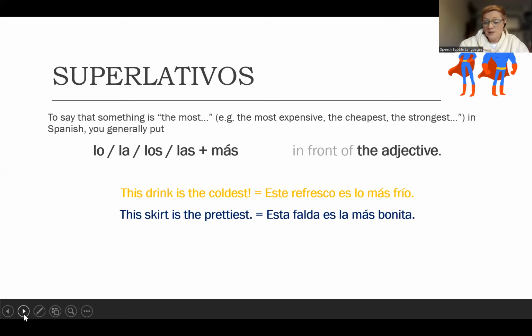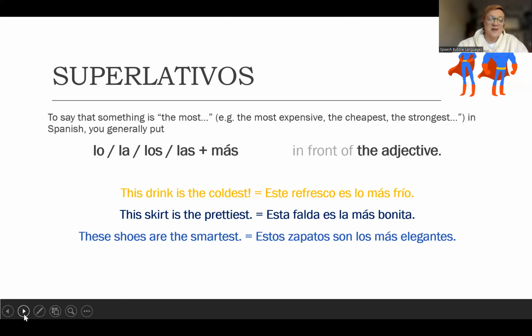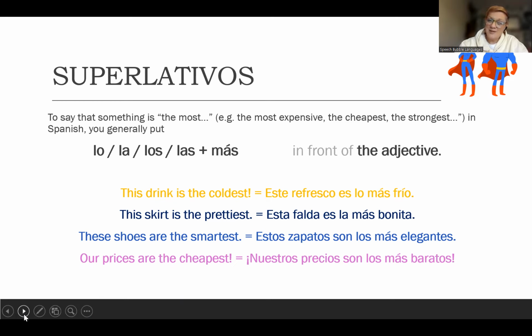You'll see those lovely adjective agreements and choosing the word la más. These shoes are the smartest. Estos zapatos son los más elegantes. Los because of the word zapatos, and elegantes making sure that it's got that plural there too. Our prices are the cheapest. Nuestros precios son los más baratos.